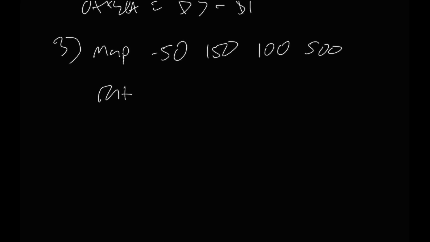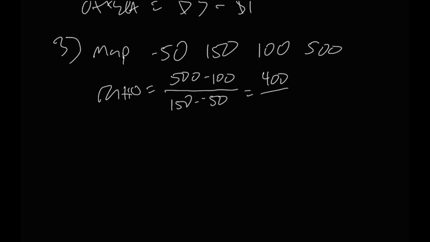So for the ratio, what we end up with is 500 minus 100 over 150 minus -50. So what we get is 400 over 200. So a ratio of 2. That's nice and easy, but what we need is to make sure that our offset is flexible enough to handle this type of scenario.